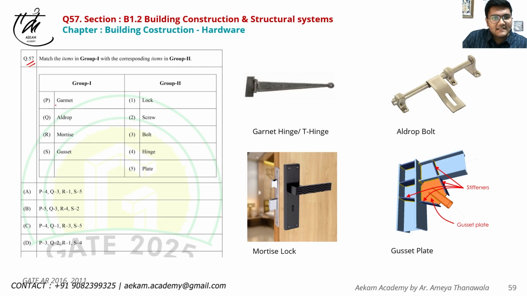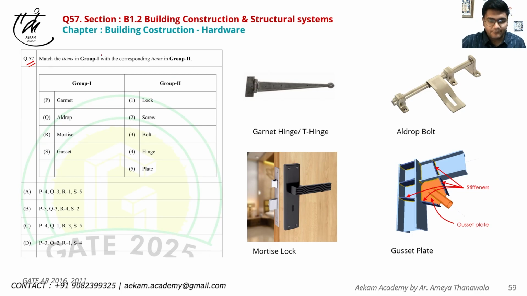So the first is garnet. It should be garnet, aldrop, mortise, gusset, and you have to match the following to its association. Like, is it a plate? Is it a bolt? Is it a hinge? So let's start with that. Garnet is generally associated with hinge.